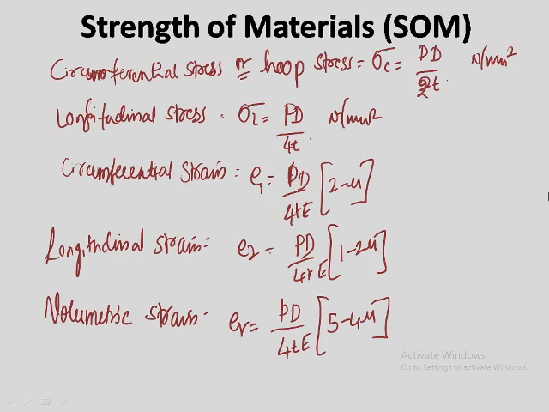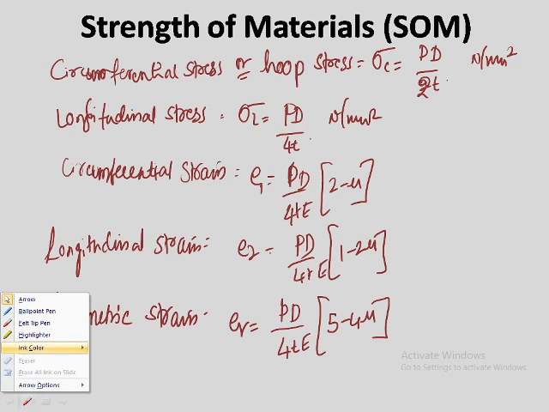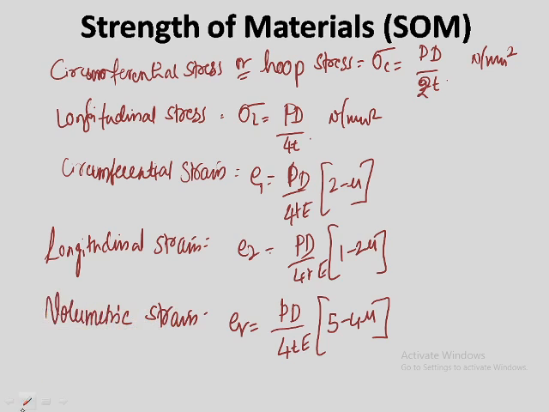Circumferential stress or hoop stress, sigma c equal to PD divided by 2t. Next, longitudinal stress sigma L equal to PD divided by 4t. Then circumferential strain, E1 equal to PD divided by 4TE in bracket 2 minus mu. Similarly, the longitudinal strain, E2 equal to PD divided by 4TE in bracket 1 minus 2 mu. Next, volumetric strain EV equal to PD divided by 4TE in bracket 5 minus 4 mu.